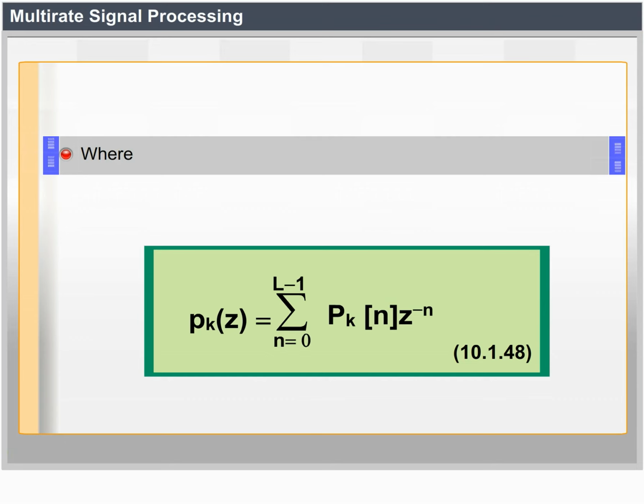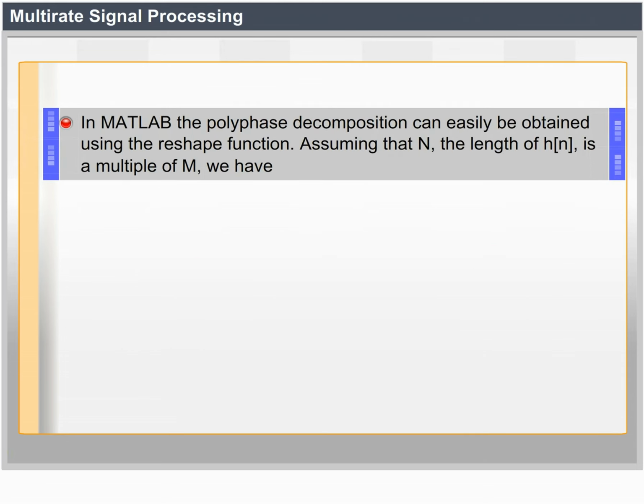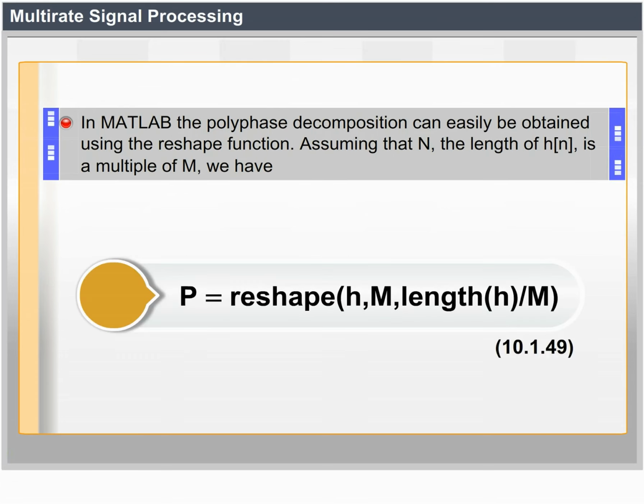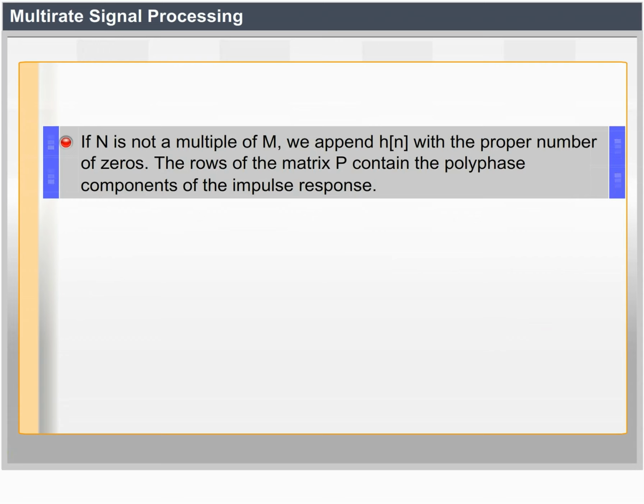In MATLAB, the polyphase decomposition can easily be obtained using the reshape function, assuming that n, the length of h(n), is a multiple of m. We have P equal to reshape(h, m, length(h)/m), called equation number 10.1.49. If n is not a multiple of m, we append h(n) with the proper number of zeros. The rows of the matrix P contain the polyphase components of the impulse response.